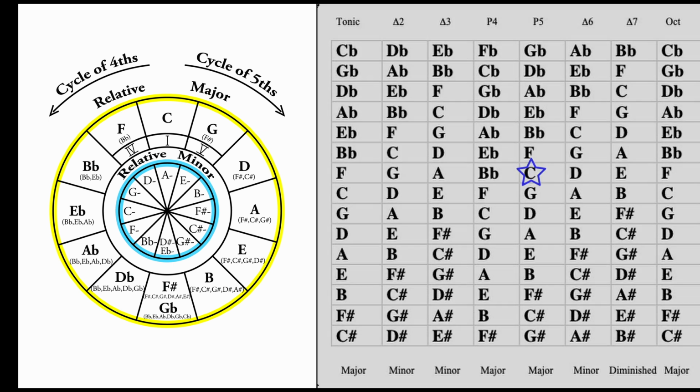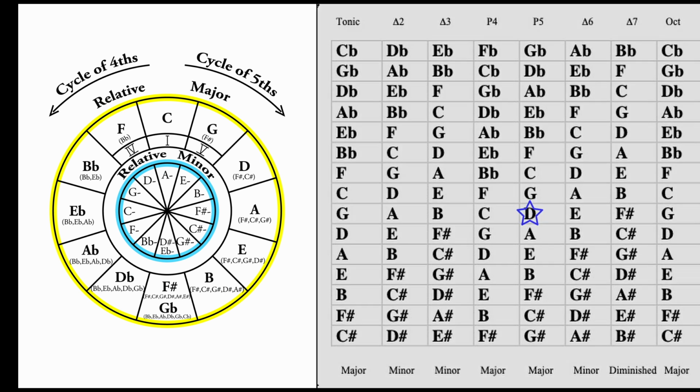Moving counterclockwise from F, the next note is B flat. Looking at our scale chart, we see that F is the fifth of B flat, which is the motion of a fifth. This counterclockwise motion works for any note. Moving counterclockwise starting on D, the next note is G. Looking at our scale chart, we see that D is the fifth of G, which is the motion of a fifth, the 5 moving to its 1.